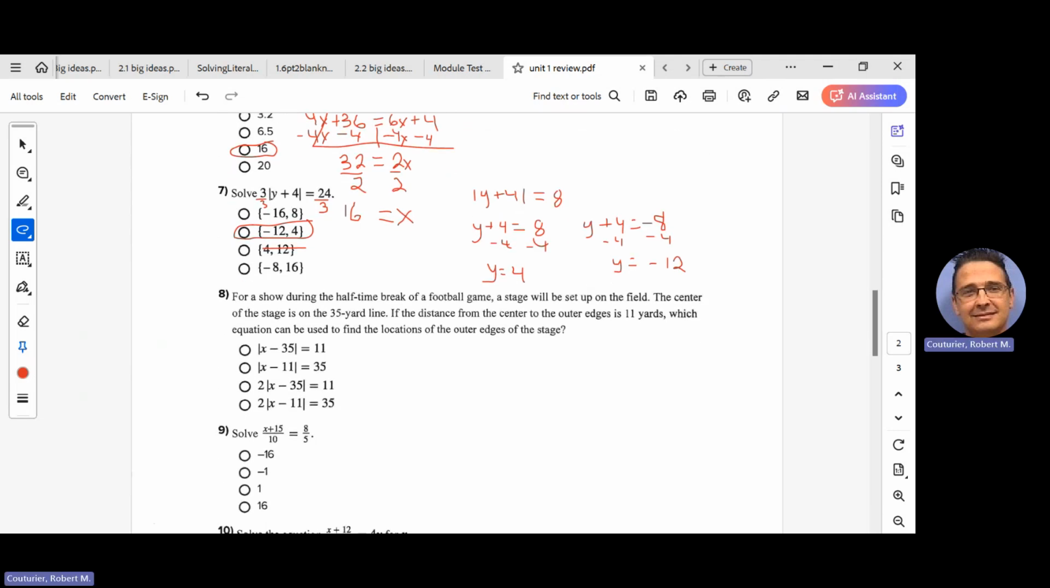Notice this one. This is the one we talked about in class about writing the equation. We have a halftime show at a football game. There's a stage being built somewhere. The center of the stage is on the 35-yard line. And then the distance from the center to the outer edges is 11 yards in either direction. 11 yards plus, 11 yards minus. There we go. Here's our variant. This is the thing that feels like the plus or minus.